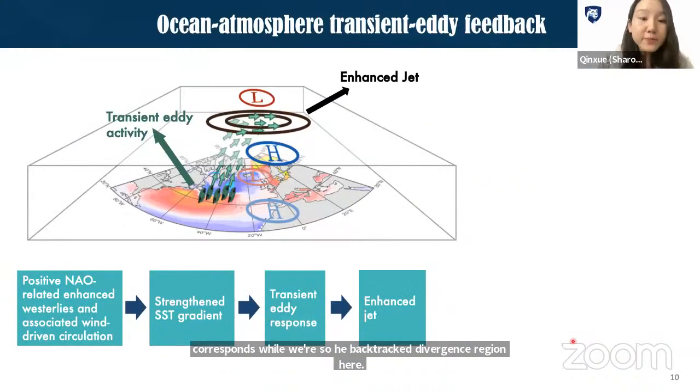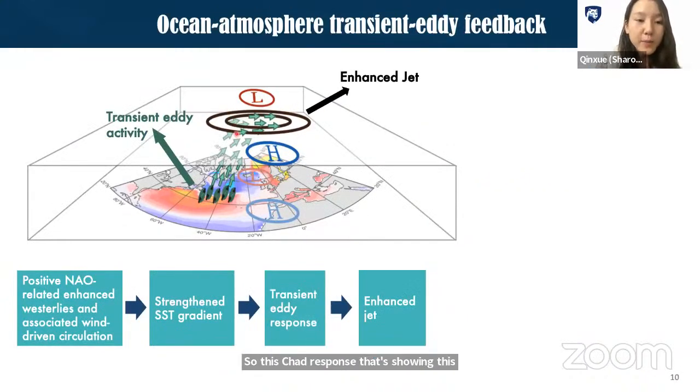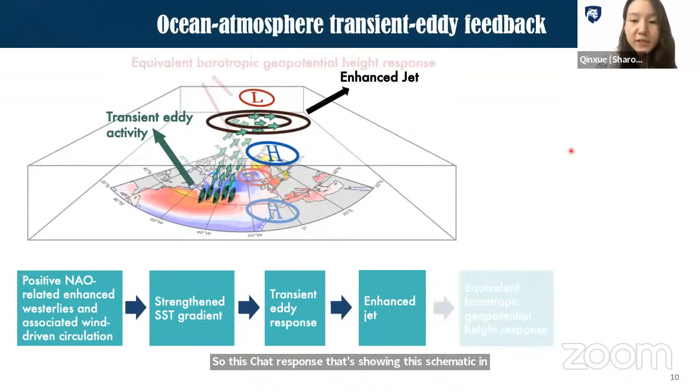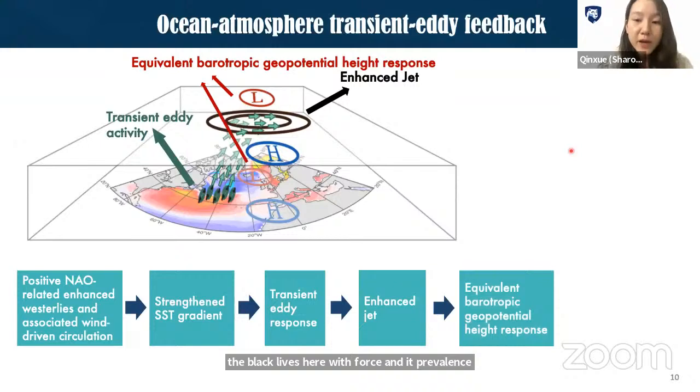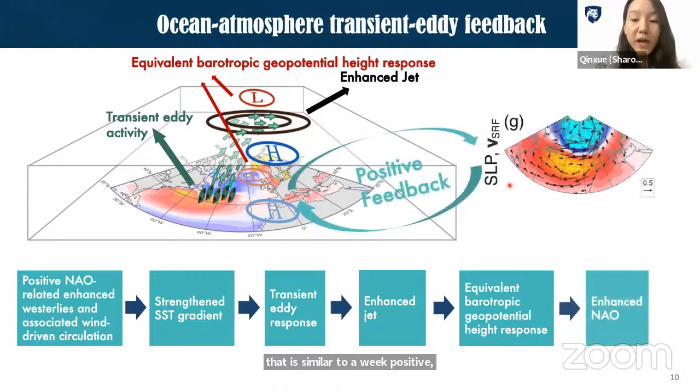So this jet response, as shown in this schematic in the black ellipse here, would force an equivalent barotropic geopotential height response, as shown in the low and high here. And this will lead to a dipole signal that is similar to a weak positive NAO. And this signal will act to strengthen the original positive NAO pattern and form a positive feedback.